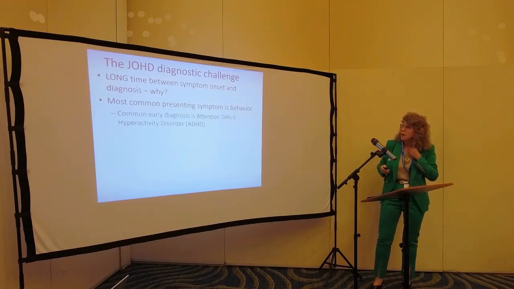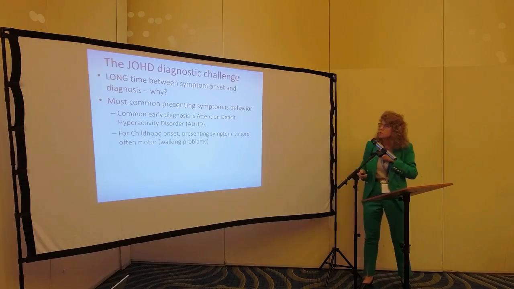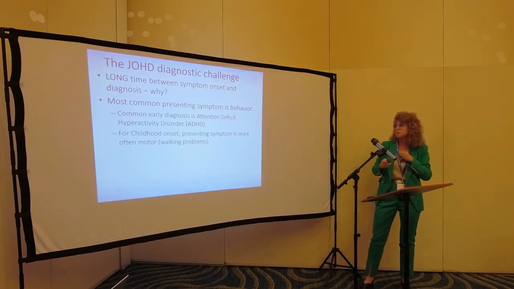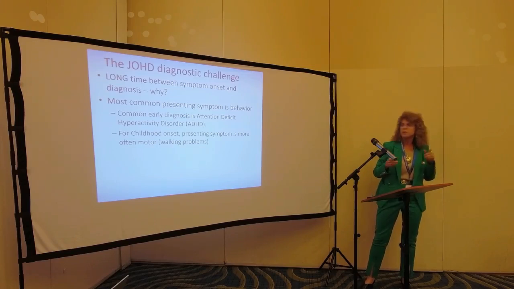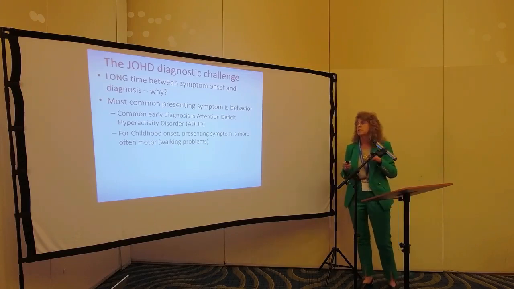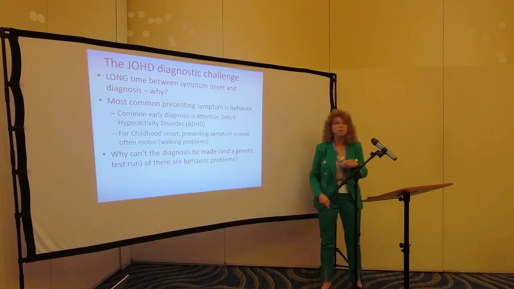And it's common in early diagnosis, right? For childhood onset, sometimes the presenting symptom is more often motor. So oftentimes for early onset diagnosis at 5, 6, 7, it's a little bit more commonly that it is motor symptomatology. But why can't the diagnosis be made and a genetic test run if there are behavior problems?